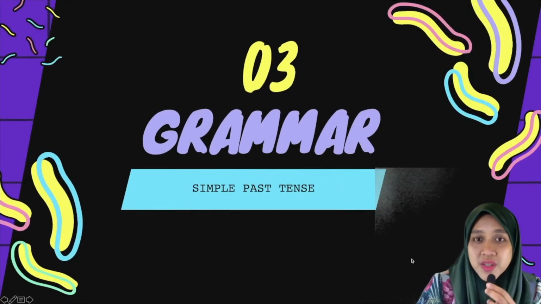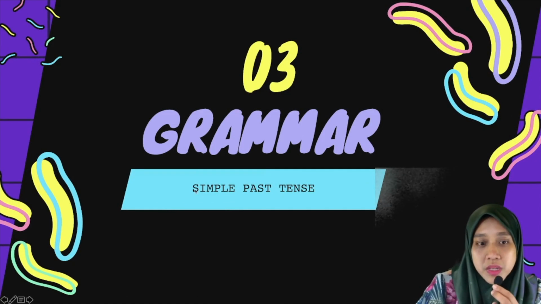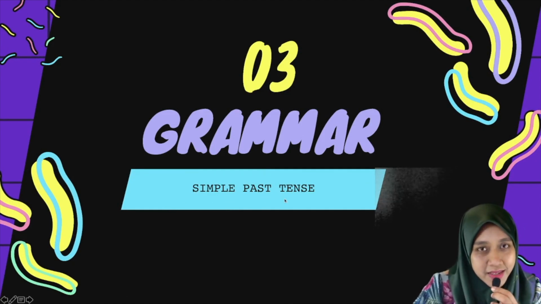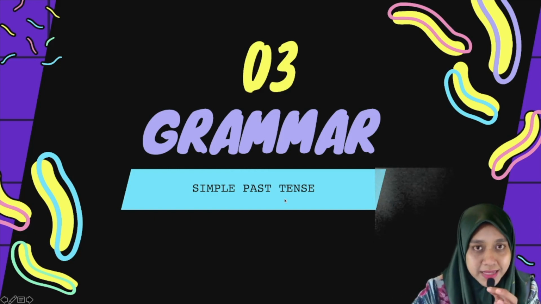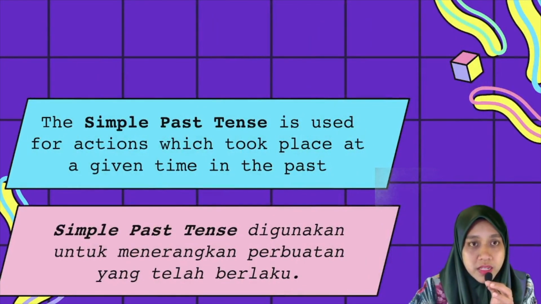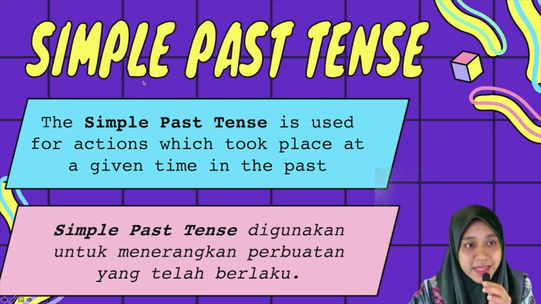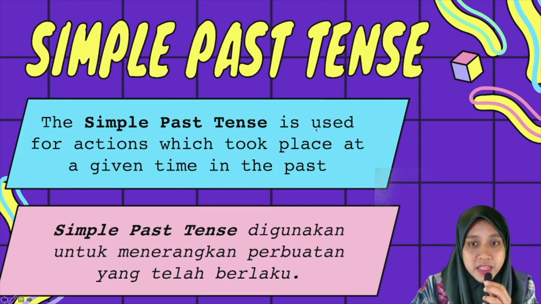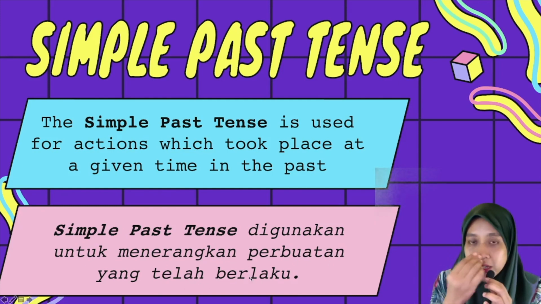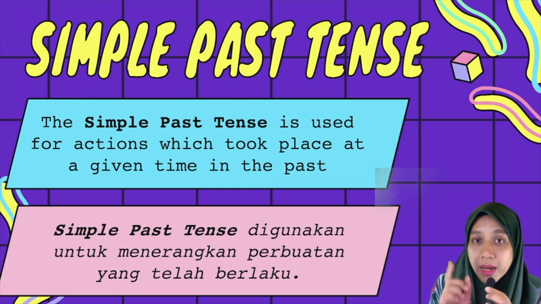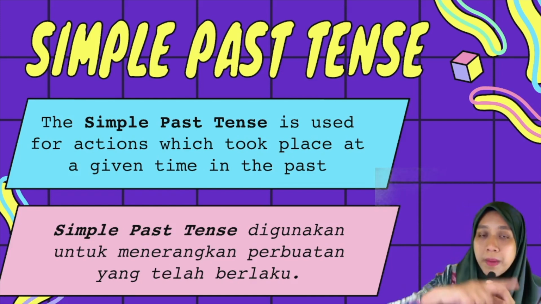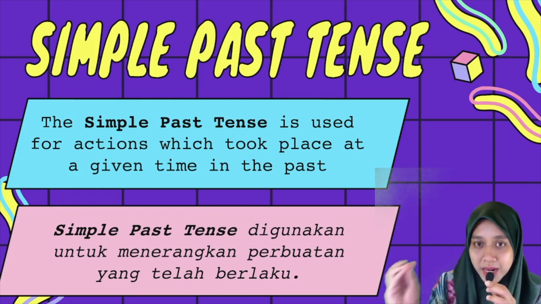So children, this is what we are going to learn today. We are going to learn on simple past tense. Okay, kita nak belajar tentang simple past tense. So let's look at the definition of simple past tense. The simple past tense is used for actions which took place at a given time in the past. Simple past tense digunakan untuk menerangkan perbuatan yang telah berlaku. Okay, so kita guna simple past tense untuk menerangkan perbuatan yang berlaku pada masa lepas. Okay, perbuatan tu dah berlaku.